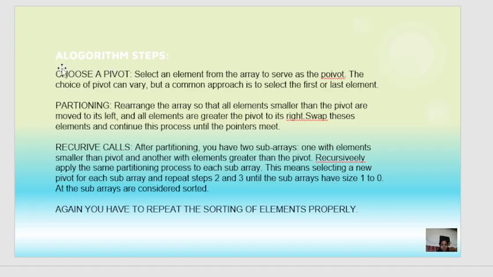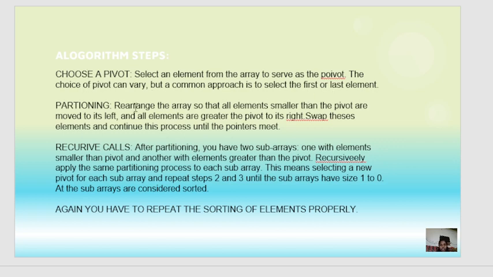Then the general steps of how we are going to implement this algorithm. At first we'll be choosing a pivot element: selection of an element from the array to serve as the pivot. The choice of a pivot can vary, but a common approach is to select the first or the last element.